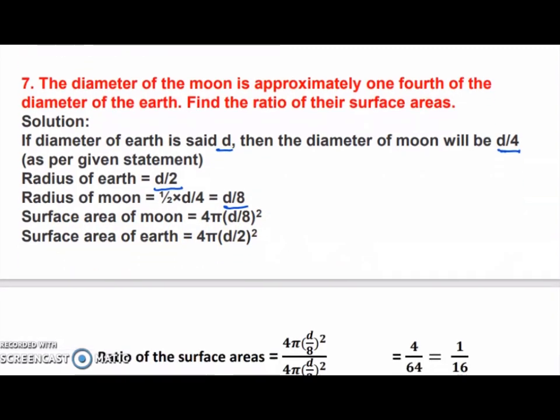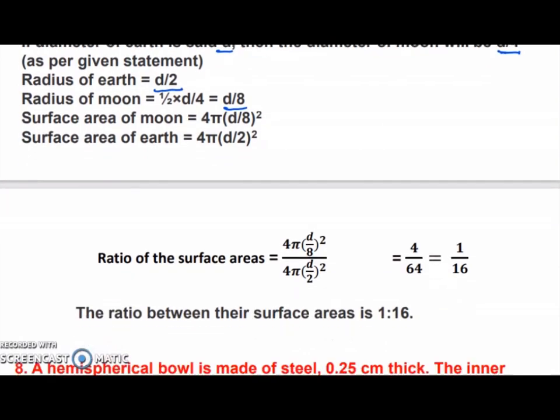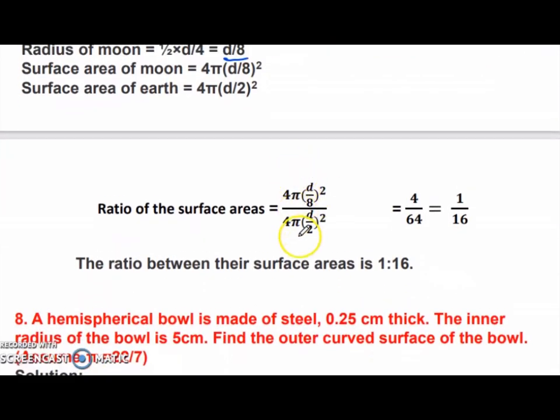Now since you have to find the ratio, you have to keep one in the numerator, the other in the denominator, and divide. So it will be like this: 4 pi into d by 8 square divided by 4 pi into d by 2 square. So here 4 pi and 4 pi will get cancelled. Also the d square term will get cancelled, and this will go in the numerator when you take the reciprocal. So 4 by 64, or 1 by 16. So the ratio of the surface areas will be 1:16.